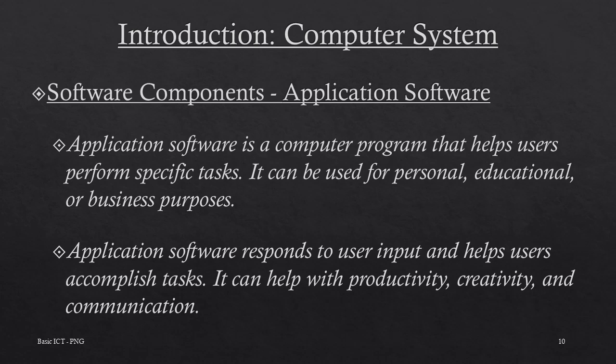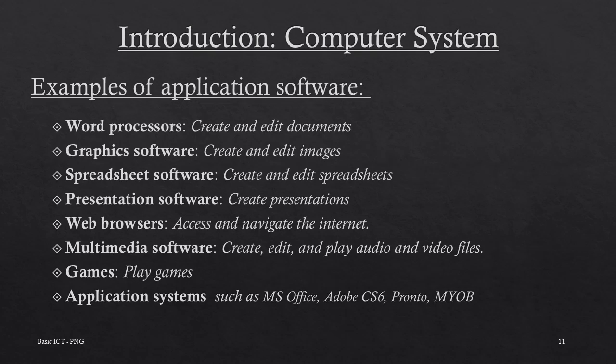Now let's look at application software. Application software is a computer program that helps users perform specific tasks. It can be used for personal, educational, or business purpose. As you can see here, application software is used to perform specific tasks, unlike OS which manages the whole computer system. Also, application software responds to user input and helps users accomplish tasks. It can help with productivity, creativity, and communication.